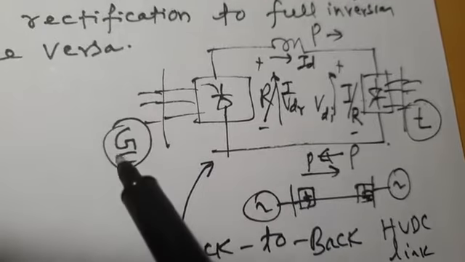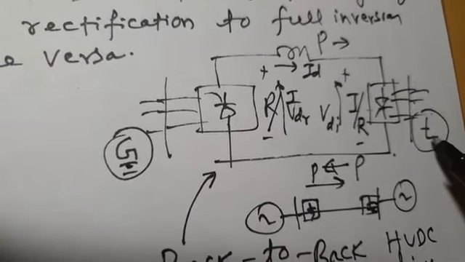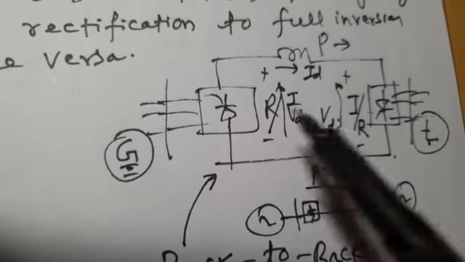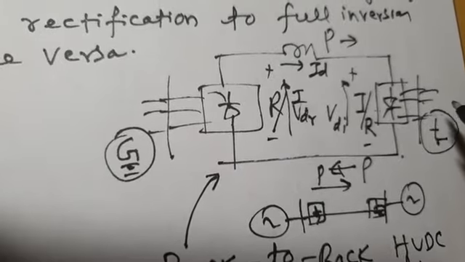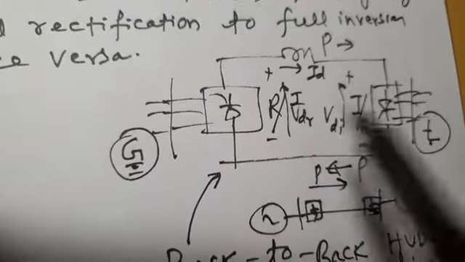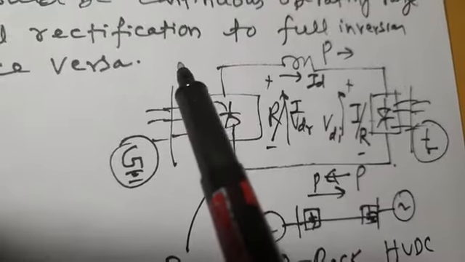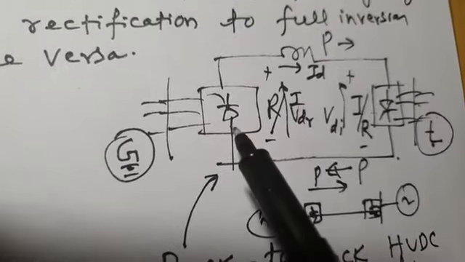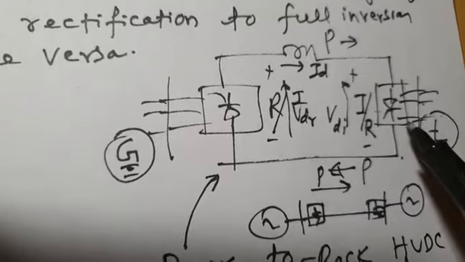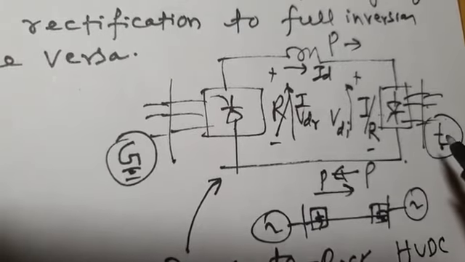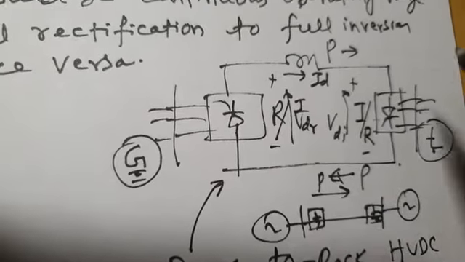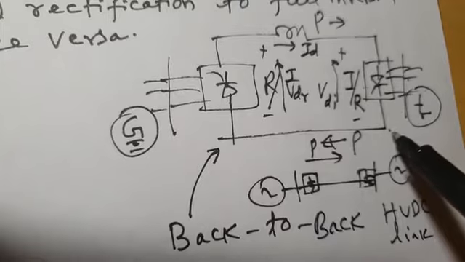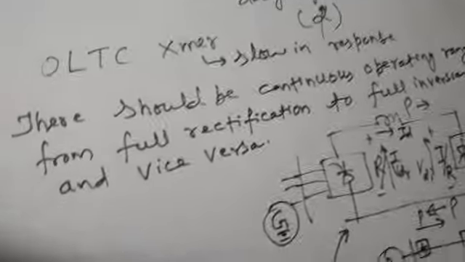That is possible only if this is not connected to a generating station and if this is not connected to a load center. If this is connected to an AC bus, this is also connected to an AC bus. This represents region A, this represents region B. Power flows from region A to region B if this converter operates in rectification mode and this converter operates in inversion mode. And if the need arises, we can make this converter operate in rectification mode and this converter operate in inversion mode. In that case, power will flow from this region to this region. So that is called a back-to-back HVDC link. Okay, so that's what I have written.